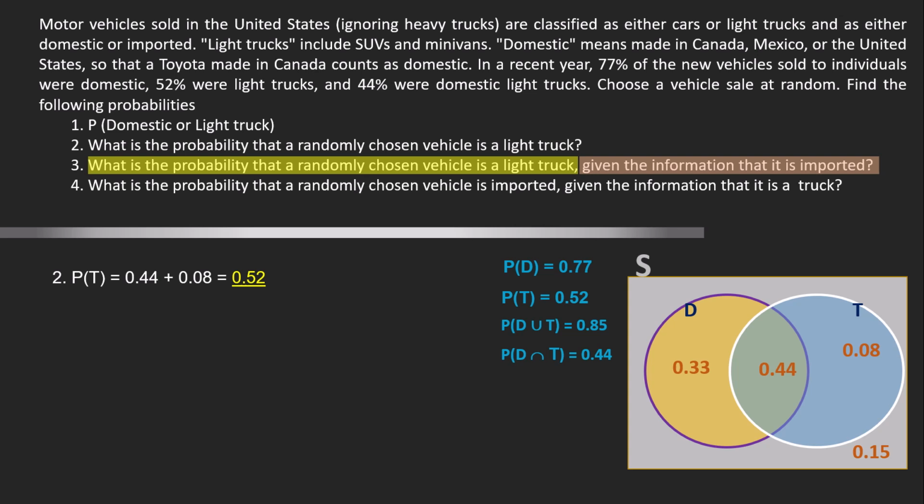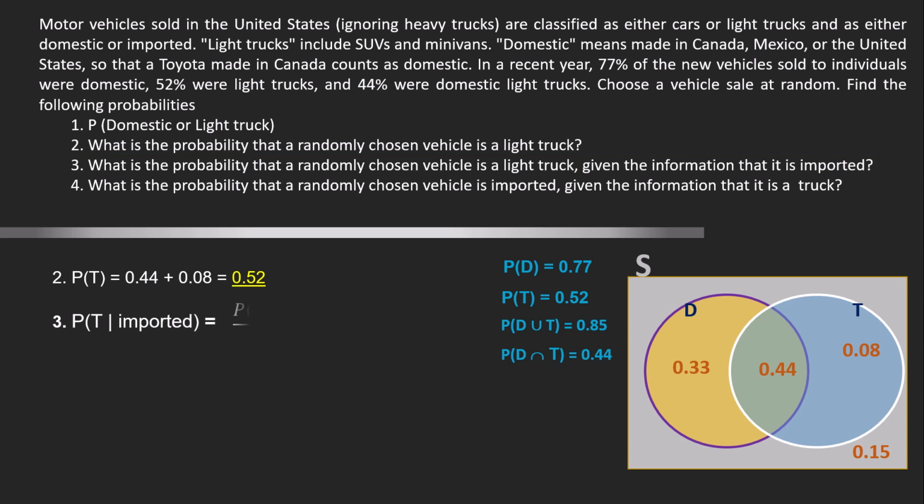What is the probability that a randomly chosen vehicle is a light truck? If you stop reading this sentence at this point, you will find the same thing as the second one. But you see there is another sentence. Actually, that is the condition: given the information that it is imported. That means we already know it is imported, and knowing it is imported, we need to find the probability that a randomly chosen vehicle is a light truck. Okay, that means probability of truck given that imported.